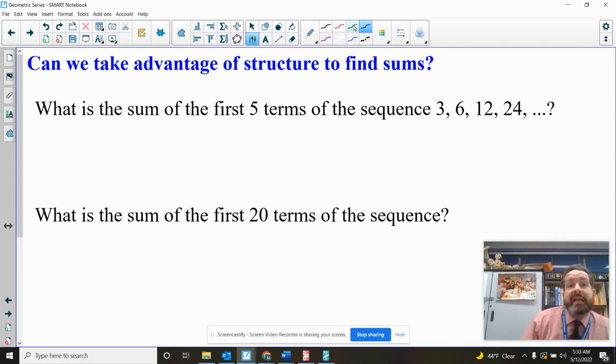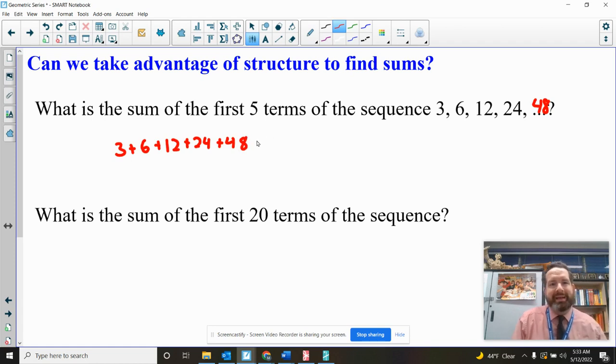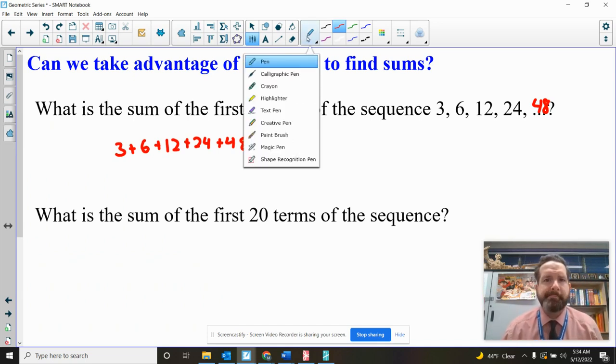So first off, we need to recognize that this is in fact geometric. So it's times 2, times 2, times 2, and if we go times 2 again, that 5th term would be 48. So we can take the 3 plus the 6 plus the 12 plus the 24 plus the 48. This isn't so bad. This is a nice short list. So let's do 3 plus 6 plus 12 plus 24 plus 48. I came up with 93. Nice. That's not so bad.